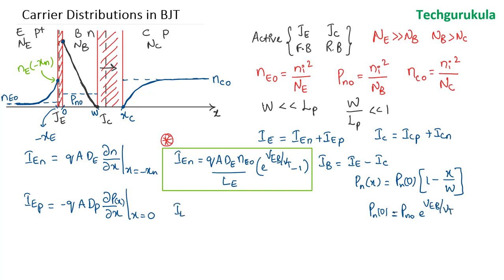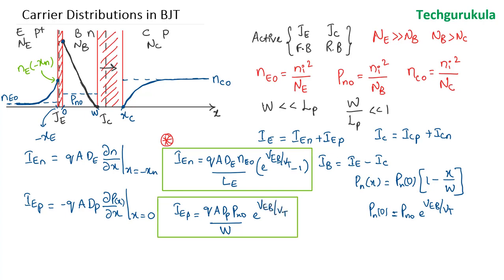Now, IEP can be written as QA DP Pn naught over W times e^(VEB/VT). This is another important equation. Now we know the terms IEN and IEP, which means we know IE. Now let's find what is IC here.